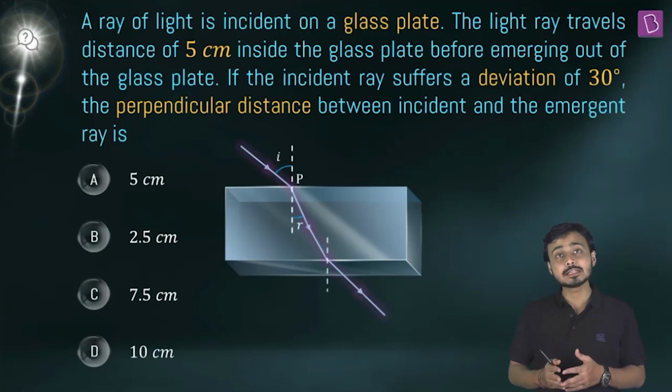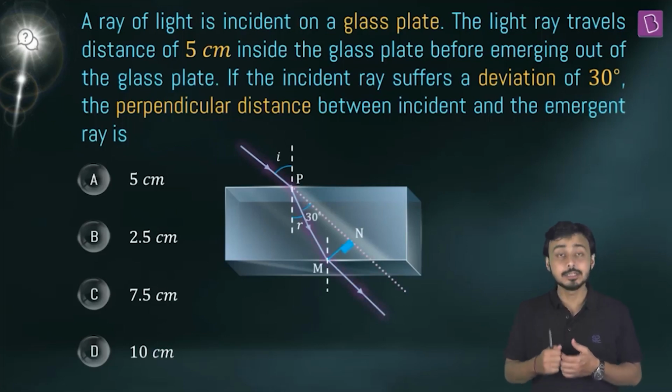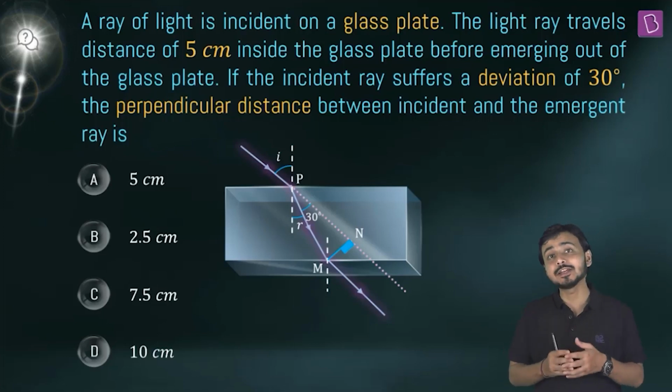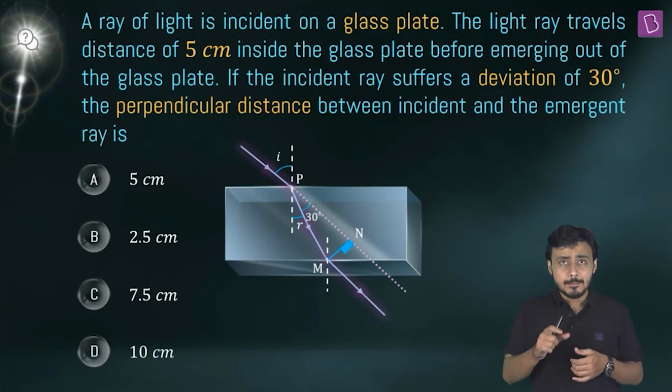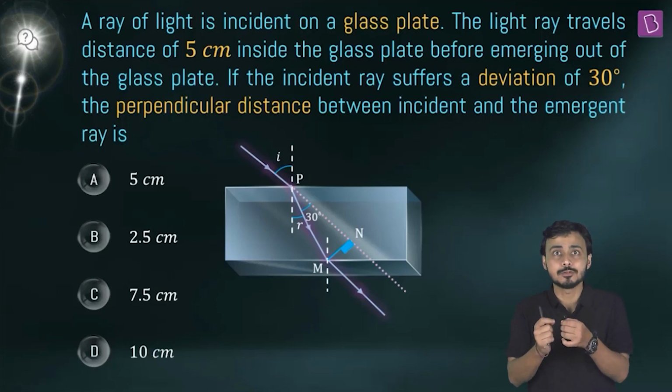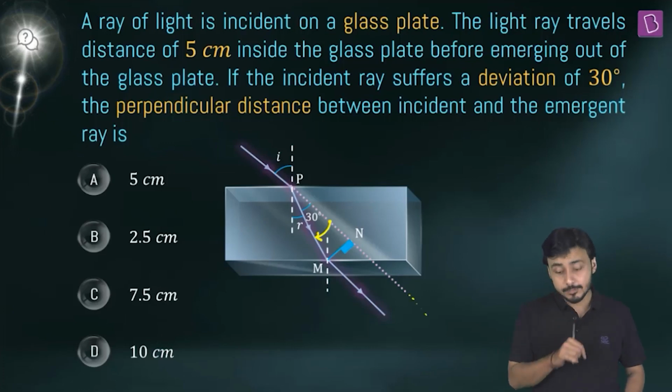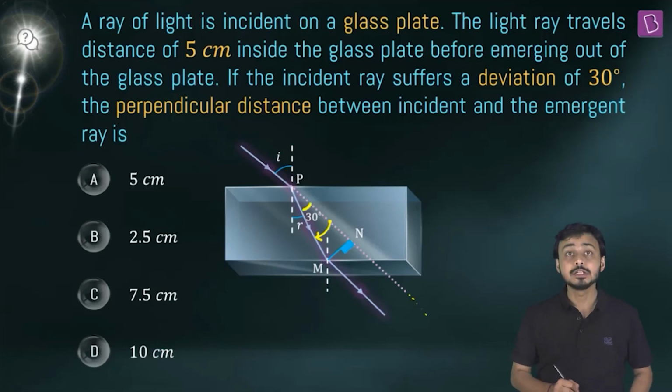The incident ray is suffering a deviation of 30 degrees. It undergoes a deviation of 30 degrees, right? That means it deviates from its original path by 30 degrees at the point of refraction. See, this is how it is, right? It might have gone straight without refraction, but due to refraction on surface 1, it deviates by 30 degrees. Deviation is given to be 30 degrees, correct?